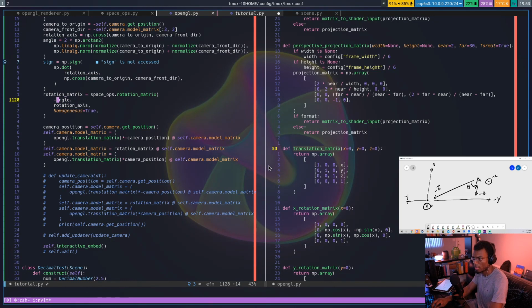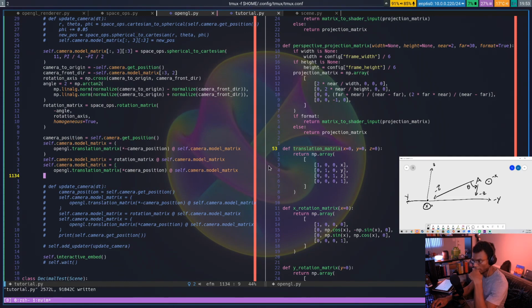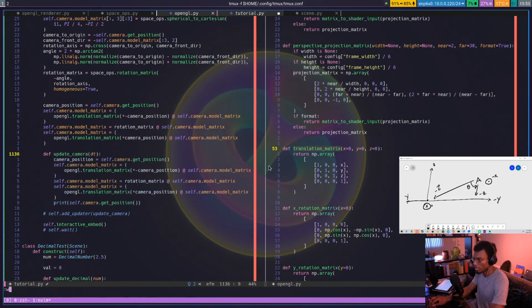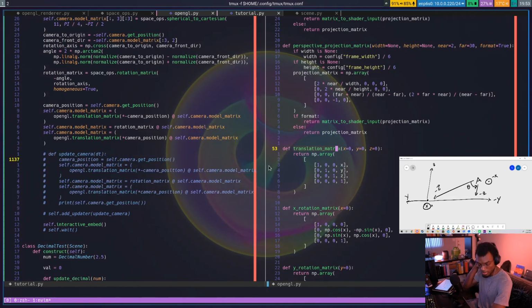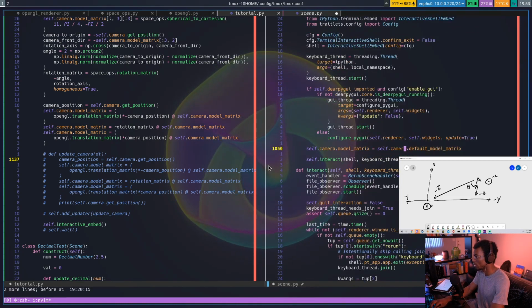Okay, so I can just make that the negative angle. Okay. So what do I want to do with that? Firstly, I think I do want to change this. Okay, I don't want that there. The camera default position. Yeah, let me put that back. Camera.model matrix, self.camera.default model matrix, yeah.